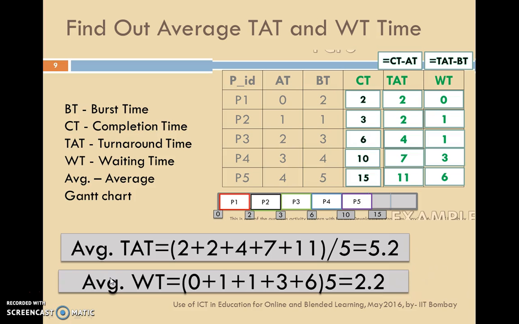Once we know the burst time, completion time, turnaround time, and waiting time, how do we find the average time? Through the prepared Gantt chart we know the completion time, and once we know the completion time we can find the turnaround time, and from that the waiting time. To find the average, we add P1 plus P2 plus P3 plus P4 and P5, and divide by 5. The average turnaround time is 5.2, and the average waiting time is 2.2.